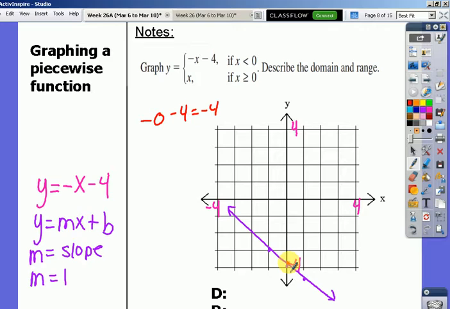And then you're going to erase, because you don't want any of your x's to be greater than 0, right? It says if x is less than 0. So all the ones that are greater than 0, we're going to erase. Does that kind of make sense? So I'm going to take my eraser, and you're going to erase the part of the graph that is greater than 0.